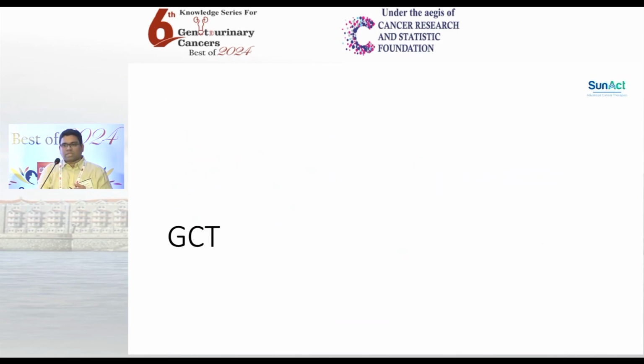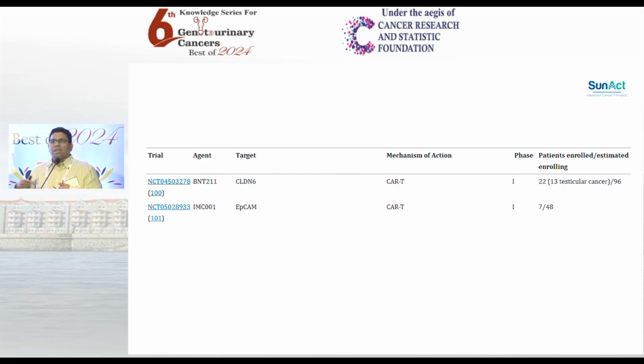Now, two sides of germ cell tumor. We know that the treatment of germ cell tumor is quite successful, but we do land up with some patients of germ cell tumor who don't do well. Now, there are 2 targets in germ cell tumor, Claudin-6 and EpCAM, which have come up with very good results.